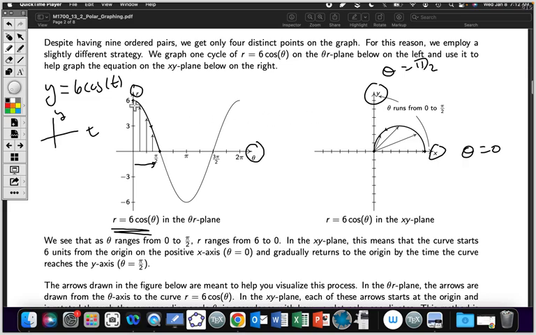I start out 6 units away from the origin, and then r drops to 0. r equals 0 is the origin. So I start out at 6, and as I rotate from 0 to pi over 2, I'm coming back into the origin. Okay? So this arc corresponds to this arc.